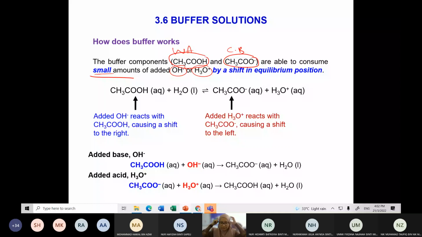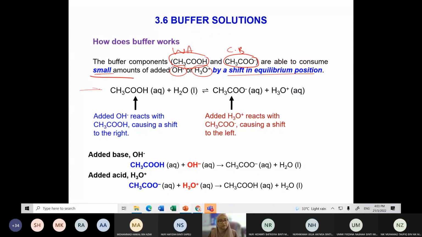Tu contohnya. Okay. So, are able to consume small amount of added OH minus or H3O plus by a shift in equilibrium position. So, we are still going to relate this reaction with equilibrium position. Okay, shift in equilibrium position.